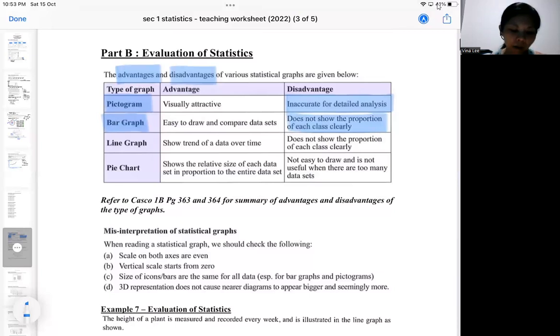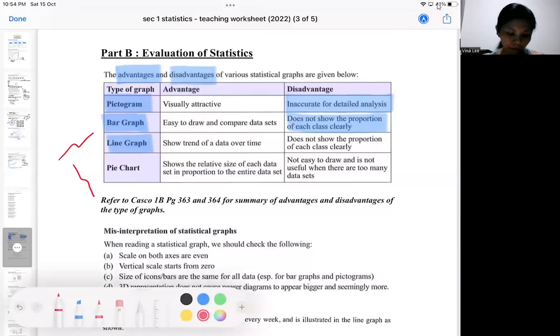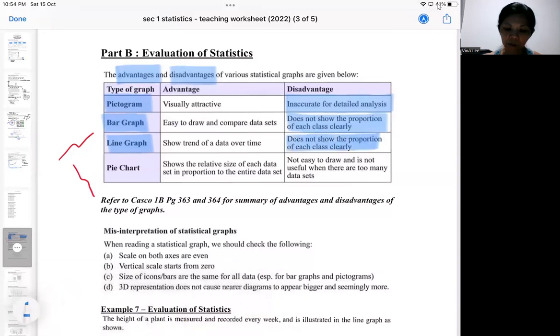For the line graph, it's good that you can see the trend over time, because it's very easy to see whether the trend is going up or coming down. So one good thing about using a line graph is that if we want to show the trend with regard to time, it will be good. But again, it has the same disadvantage as the bar chart. It doesn't show the proportion.